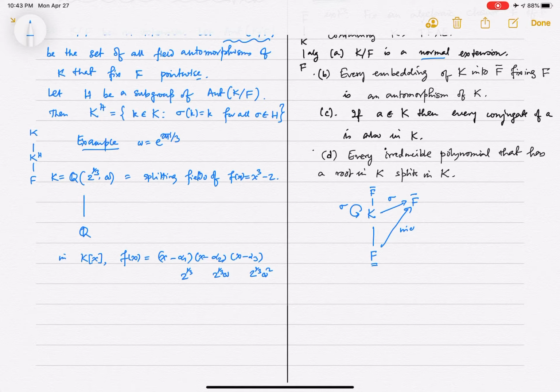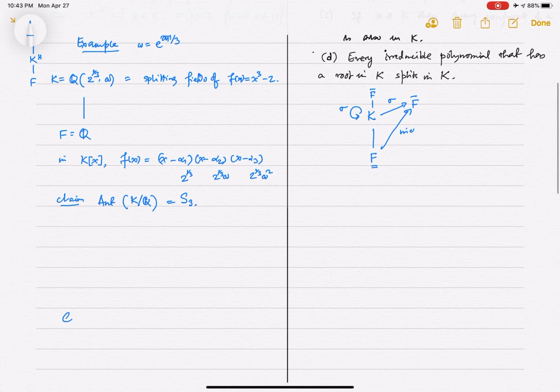Okay, so I claim Aut(K/Q), so this is our F, is S3. This maybe I won't prove completely right now, but I'll show you how you get certain automorphisms. So for example, you have this subextension Q(omega). This is a degree 2 extension because omega satisfies x squared plus x plus 1 equals 0. So this is isomorphic to Q[x] mod that. So this is degree 2.